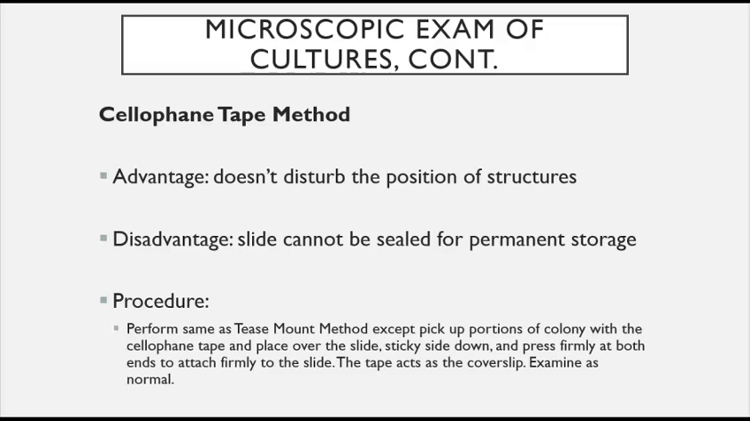For the cellophane tape method, the disadvantage is that you cannot seal for permanent storage, but the advantage is you don't disturb the position of the structures. The procedure is the same as the tease mount method, except you pick up portions of the colony with cellophane tape, and you place it on the slide, sticky side down, and press firmly at both ends to attach firmly to the slide. The tape acts as the cover slip, and then you examine under the microscope as normal.